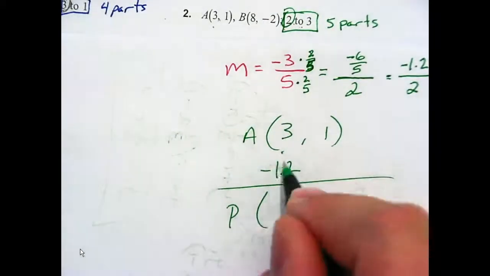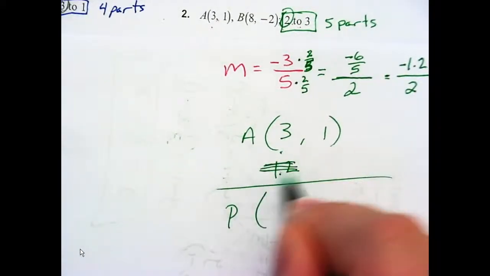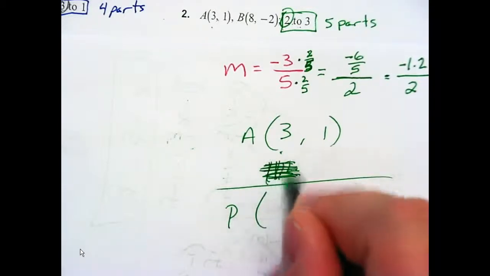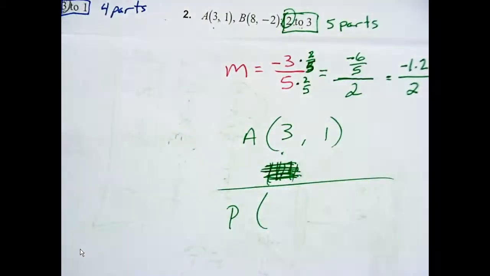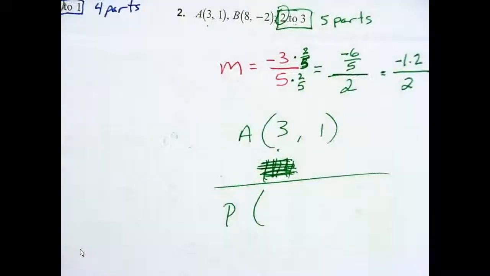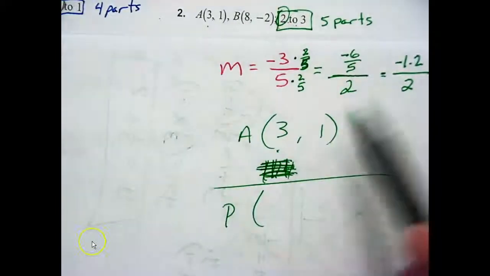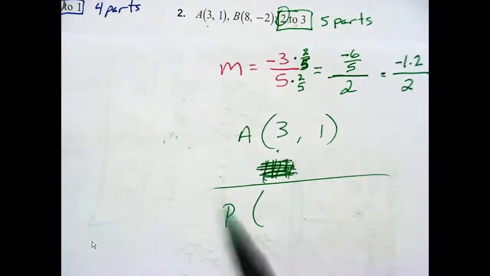Oops, you know what I did? I did this yesterday. Hold on. What did I do wrong? And I'm not doing that on purpose. Sometimes I make mistakes on purpose, see if you'll catch them. I keep making the same mistake. What did I do wrong right there when I was rising 1.2?